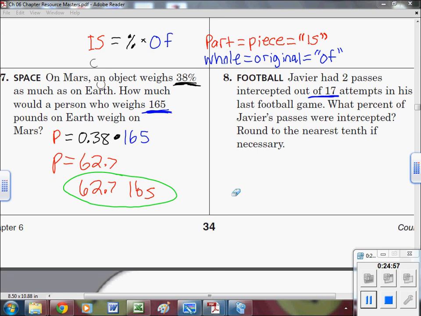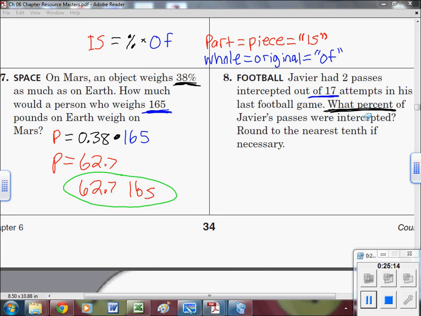So he had 2 passes intercepted out of 17 attempts in his last football game. What percent of Javier's passes were intercepted? Round to the nearest tenth if necessary. Hey, what percent? Oh, they made it obvious. We're looking for the percent. That's what that tells us.